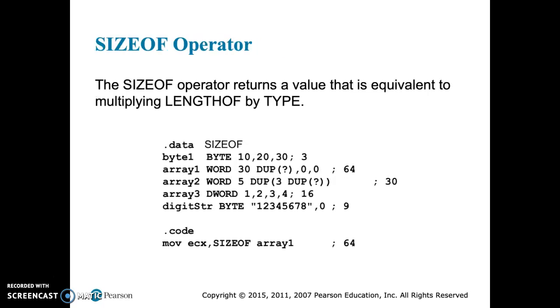The SIZEOF operator combines the first two that we just looked at. It's essentially going to give us the multiplication of the TYPE operator and the LENGTHOF operator. So if we have an array of data, it takes the number of those elements and multiplies it times the size of the element, giving us the total amount of memory used by that particular data.